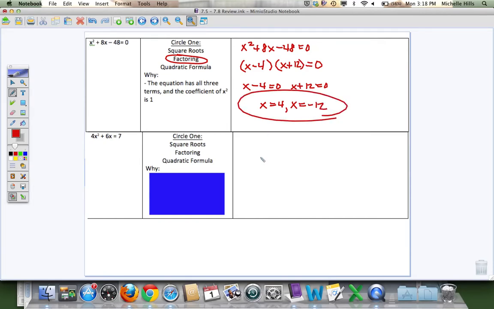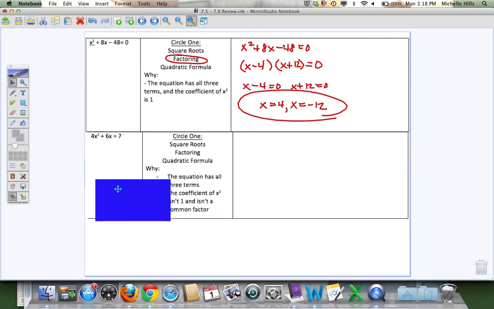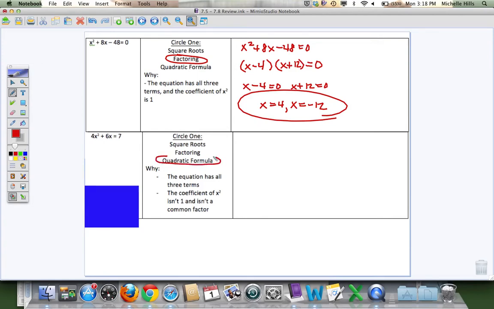Most of the time, I would expect to see two solutions. This has all three types of terms like the one before it did, but not only is the coefficient of x squared not 1, but it's not a common factor that I could pull out of all three of these. So I'm going to use the quadratic formula because the equation has all three terms and the coefficient of x squared isn't 1 and isn't a common factor.